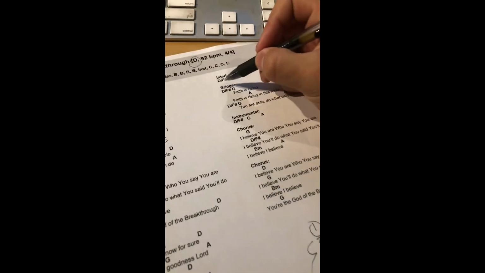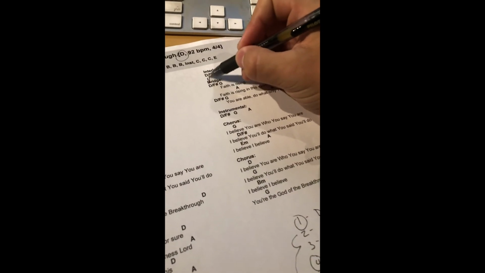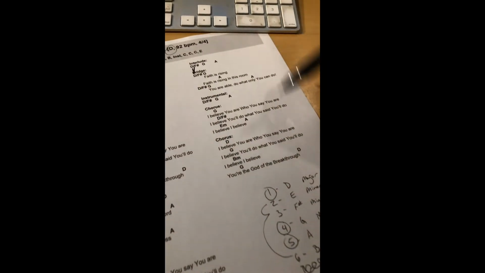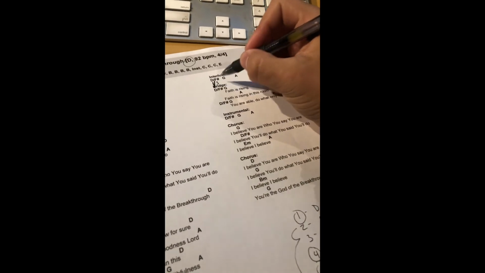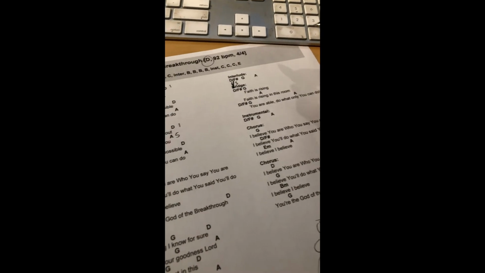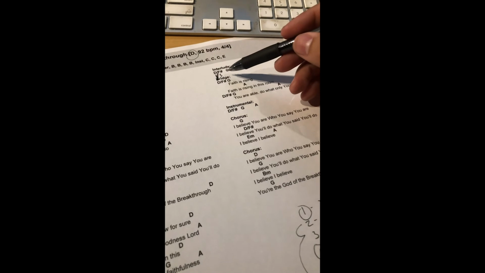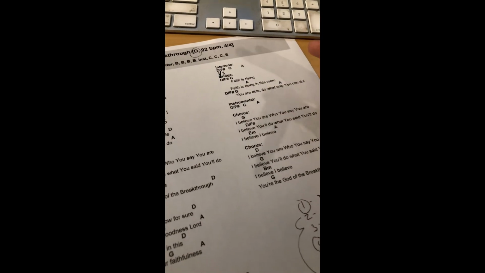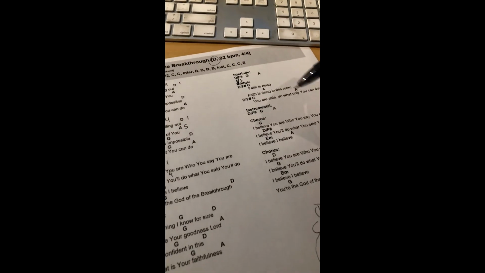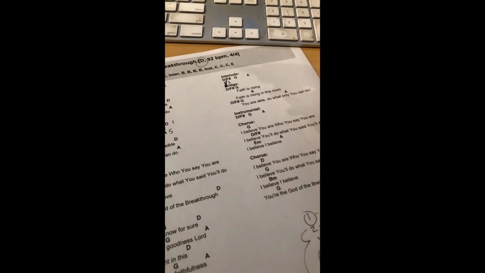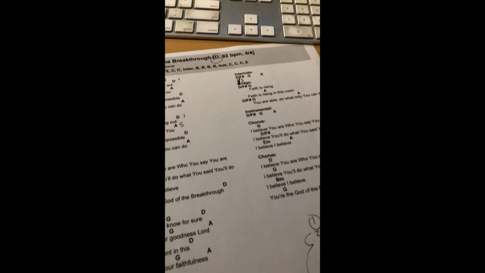The D is the 1. Put a little dash behind it, so there's the 1. Now what's the F sharp? It's the 3. So that's a 1 over 3. A 1 over 3 essentially means you're playing a D, but you put an F sharp, or the 3, in the bass. That's what you really hear as the root note in that chord, but you're just playing a 1, with that F sharp in the bass. So I hope this helps.